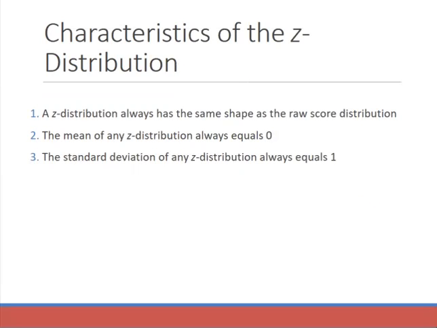Okay, so a couple of the key points: a z distribution always has the same shape as the raw score distribution. The mean of any z distribution is always 0, and the standard deviation of any z distribution is always equal to 1. And what z really does is establish a relationship between the individual score, the mean, and the standard deviation. And so we'll go over examples of how to calculate this in class.